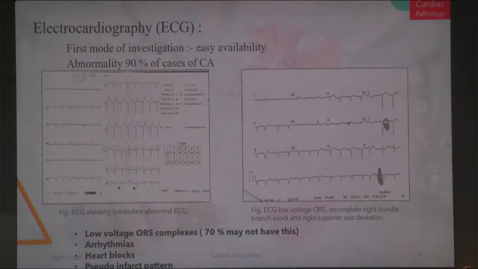So ECG is the first mode of investigation because it is easily available. More than 90% of patients with cardiac amyloidosis show some kind of ECG abnormality, like low voltage QRS complexes, arrhythmias, heart blocks, and sometimes a pseudo-infarct pattern. So it makes you think that you may be dealing with cardiac amyloidosis. But these are not always diagnostic.